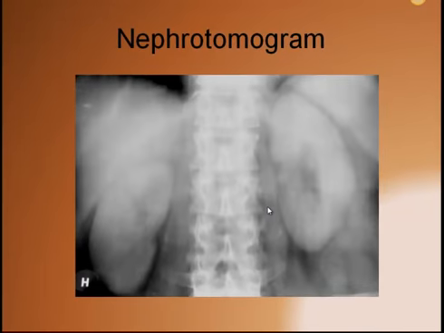A nephrotomogram. Now, first of all, you guys will probably never do a tomogram, but the idea behind a tomogram is to produce a slice of anatomy. When we talk about computed tomography, we're trying to produce a slice.